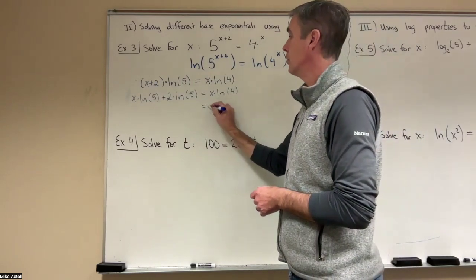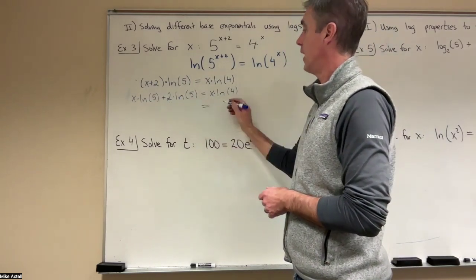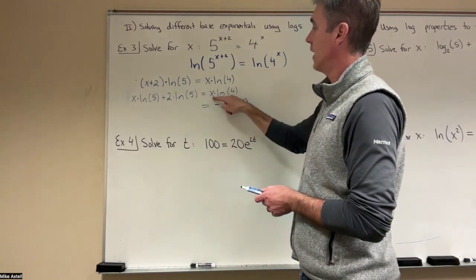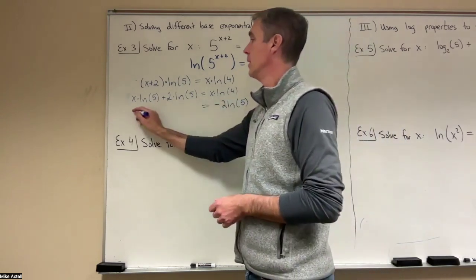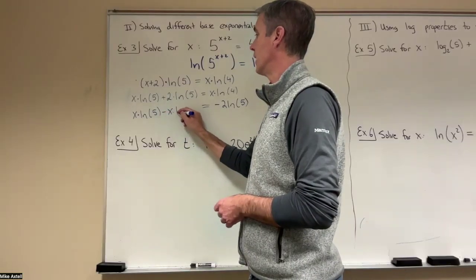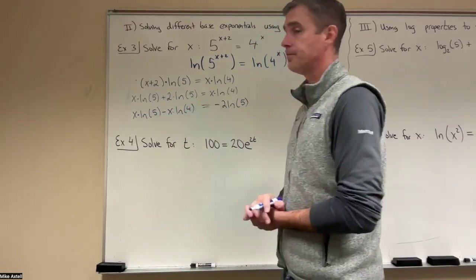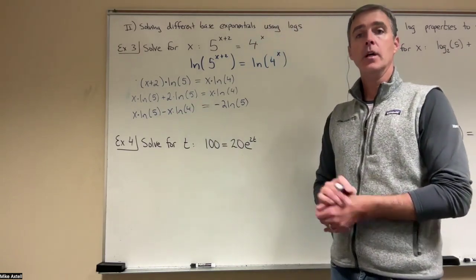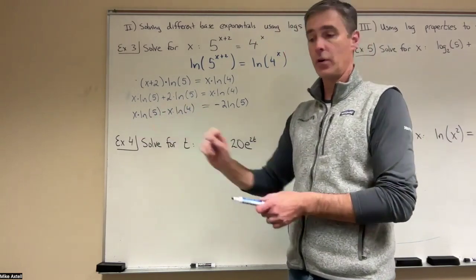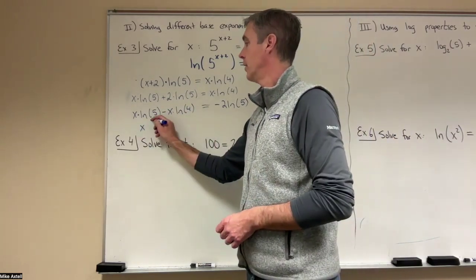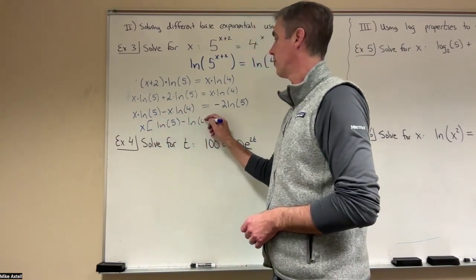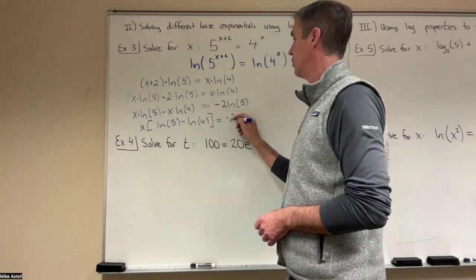So I'm going to subtract the 2 times ln of 5 to the right, and I'm going to subtract the x ln of 4 to the left. So I've got x times ln of 5 minus x times ln of 4. Since I have everything involving an x on the left, I can factor my x to the front. So I have x times (ln of 5 minus ln of 4) equals -2 ln of 5.